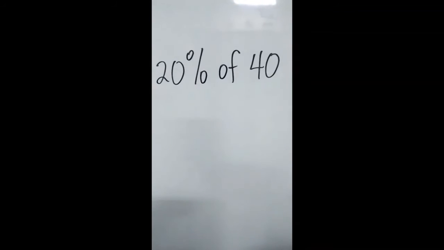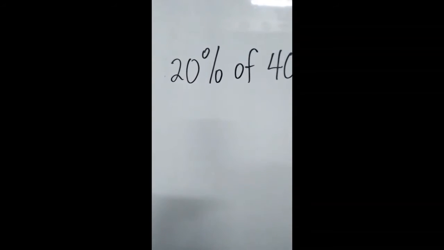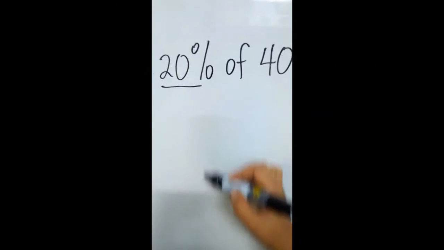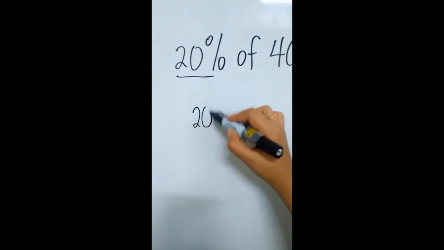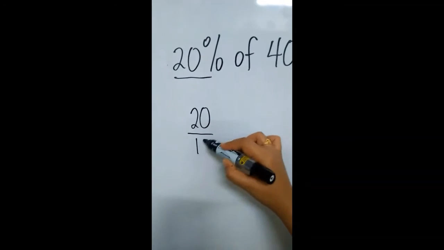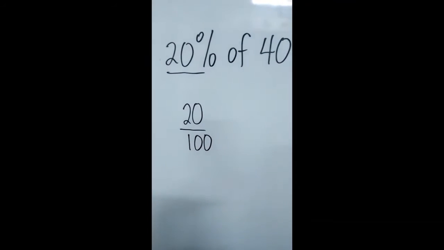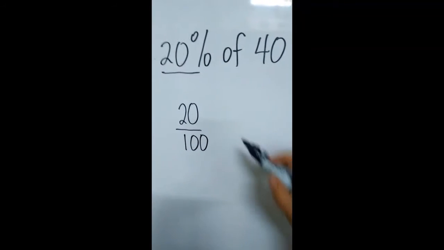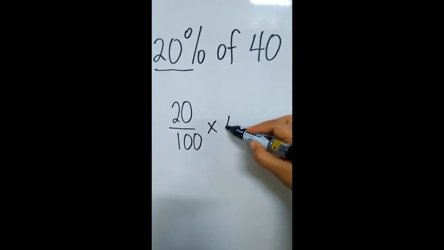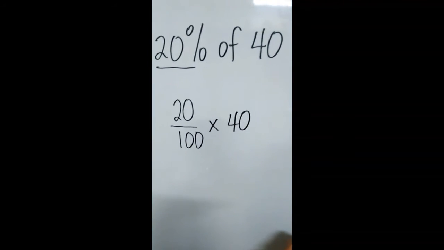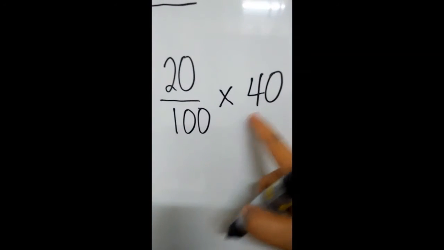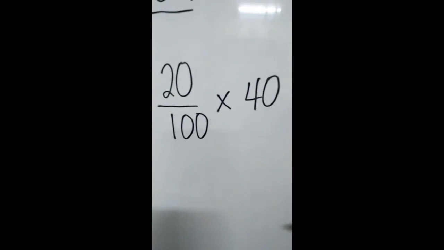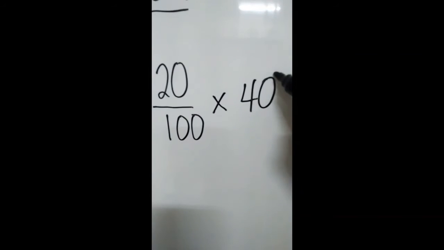This time we're going to use the second method, wherein the percent we're going to make fractions. So if we write it as a fraction, we have 20 over 100. No need to simplify. Then just multiply this by the whole number 40. As you can see here, 40 and 100 can simplify. We can take out zeros.